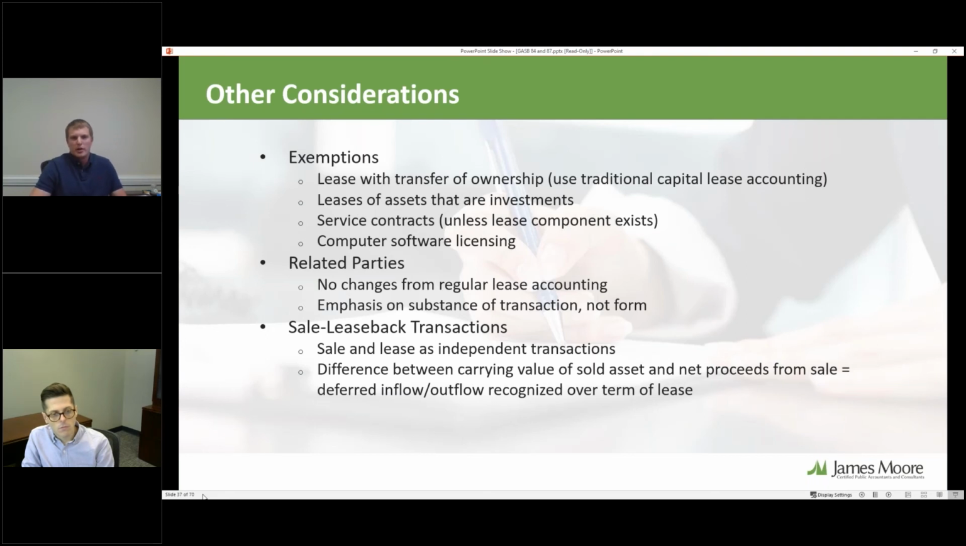As far as related parties, no changes from regular lease accounting under GASB 87. So if you've got any leases with related parties, there's not going to be any difference in reporting as far as the lease reporting under GASB 87, that is. Emphasis on substance of transaction, not form. Sale leaseback transactions, once again, you're going to treat those as independent transactions. The difference between the carrying value of a sold asset and the net proceeds from the sale is going to equal a deferred inflow or outflow, and it's going to be recognized over the term of the lease.